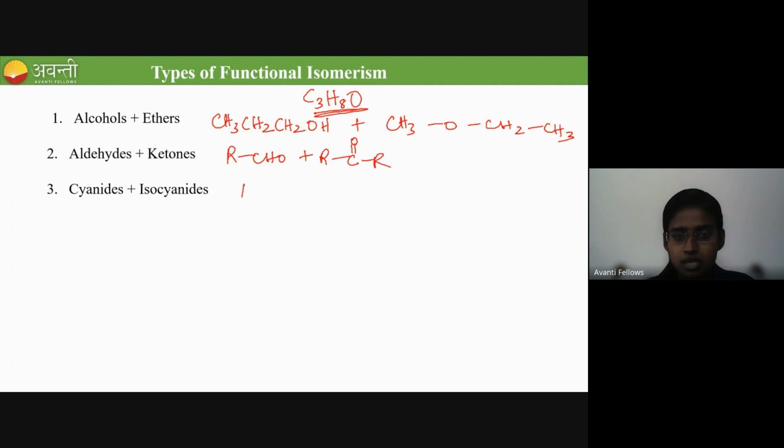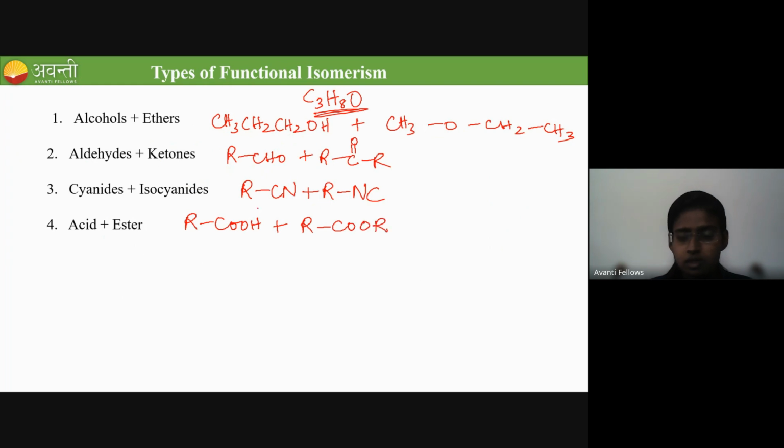Then the third pair is cyanide and isocyanide. The formula for cyanide is RCN and the formula for isocyanide is RNC. Then the next pair is acid and ester. The formula for acid is RCOOH and for ester it is RCOOR. The next pair is alkene and cycloalkene.